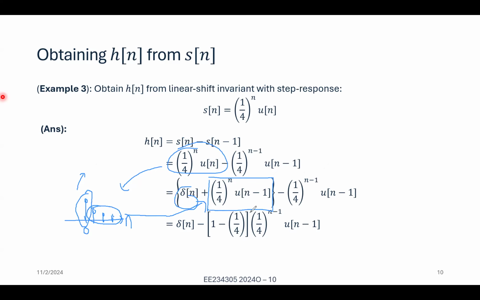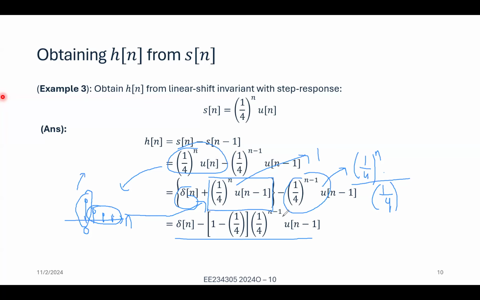So we bring 1/4 to the power of n minus 1 out. It becomes 1/4 to the power of n minus 1 multiplied by 1 minus 1/4, which then becomes delta n minus 1 minus 1/4 times 1/4 to the n minus 1 times u n minus 1.